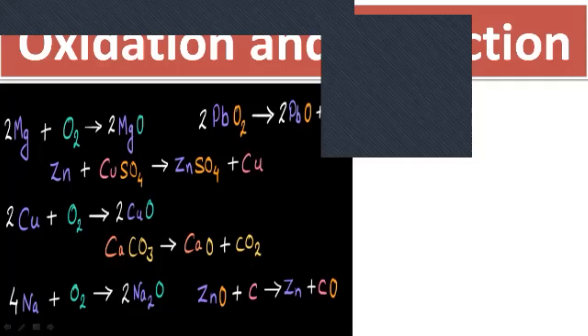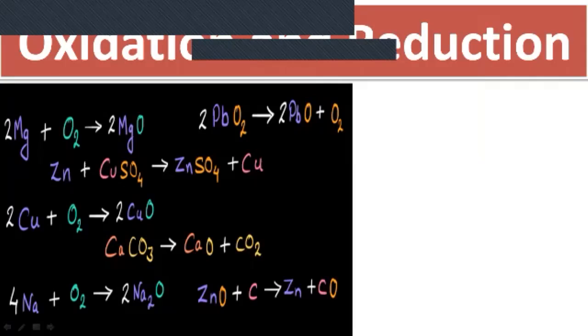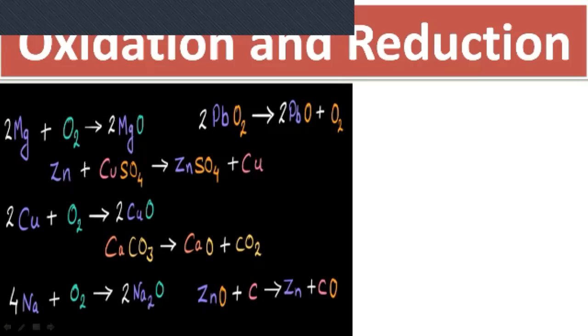Okay, guys. So for today's class, we are going to learn about oxidation and reduction reactions. In the previous classes, we have already covered factors affecting the rate of chemical reaction, and we also saw the physical change and chemical change, and how rusting occurs. Today we are going to understand another kind of chemical reaction, that is oxidation and reduction.